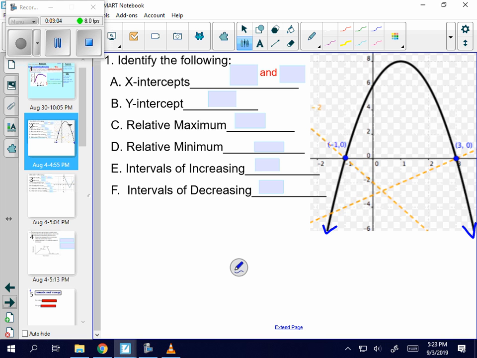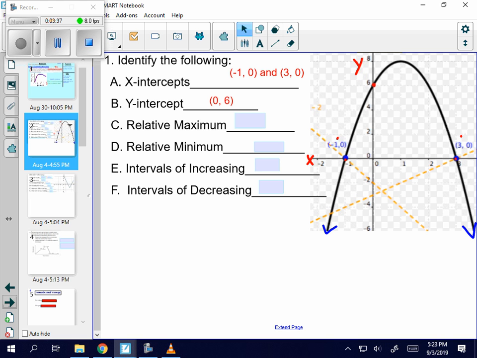So we're going to identify the following, the x-intercepts. Well, I see them on my graph. They're blue. They're those two parts. They're where we cross the x-axis, and that happens at these values that they actually already have on the graph for us at -1, 0 and 3, 0. The y-intercepts, so where we intersect the y-axis, that's happening up here at 6. But as an ordered pair, it's 0, 6.